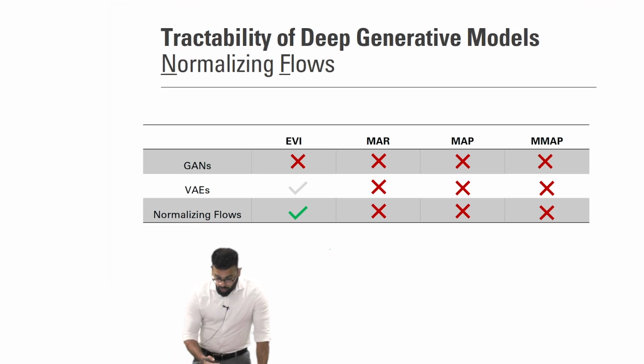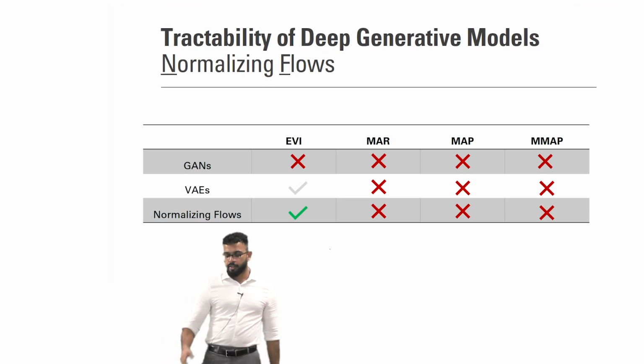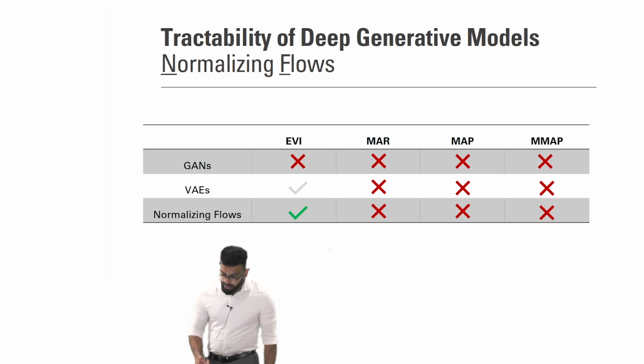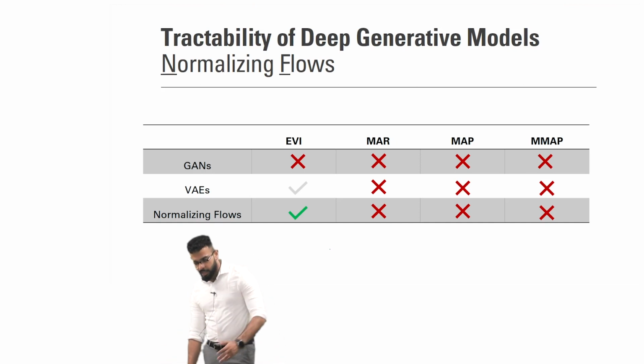But you cannot do something more complex. You cannot integrate out things. You cannot do summations over things that you're interested in. Things like marginal inference, MAP inference, and marginal MAP inference are intractable even for a deep generative model like a normalizing flow.